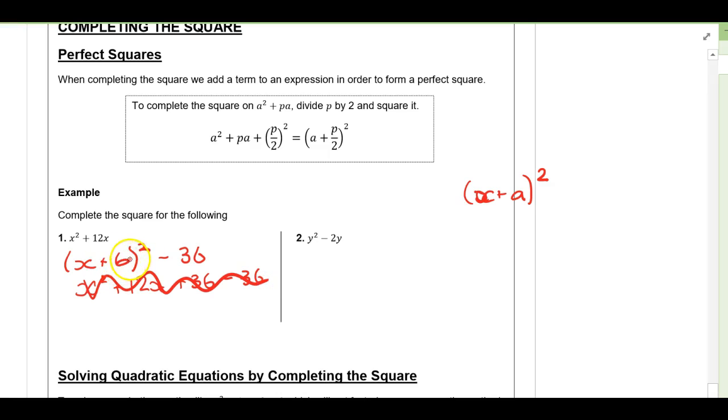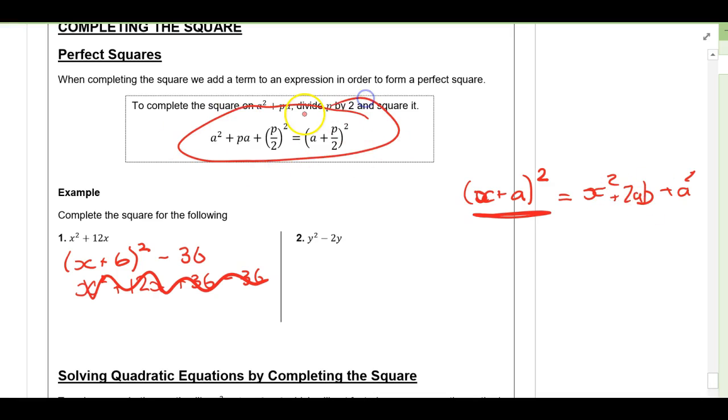Now where did I get the 6 from? I halved 12 because I knew the middle term in this scenario is 2 times ab. So it's x squared plus a squared plus 2ab. And that's what this is saying. That if I've got x squared plus 12x, then the last term, or the term in the brackets, is half of the number here on its own.